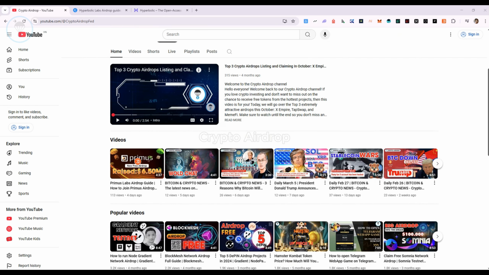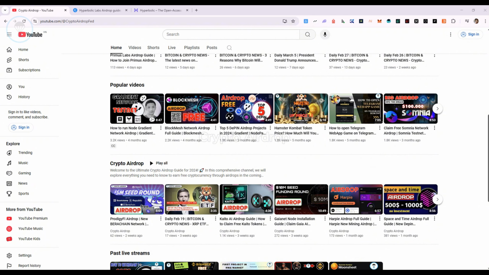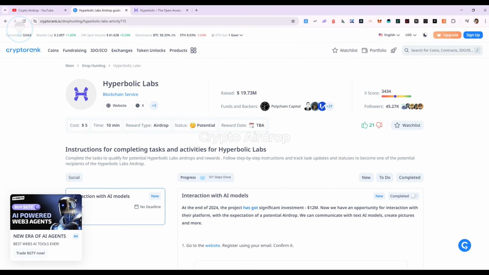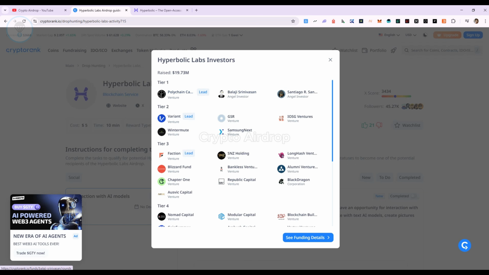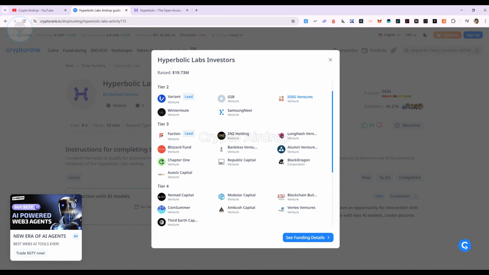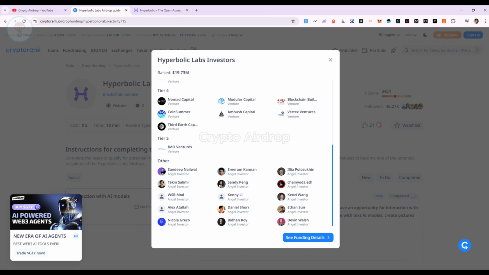Today, we're introducing a highly promising airdrop project, HyperBolic. This project has successfully raised $19.73 million in funding, led by Polychain Capital, Balaji Srinivasan, Santiago R. Santos, along with other investors that you can check out on CryptoRank. To participate in this airdrop, a small fee of around $5 is required.